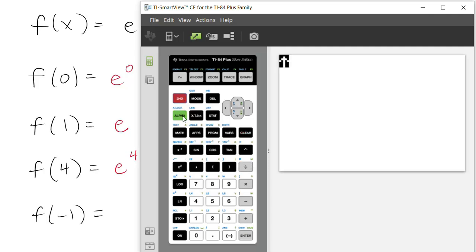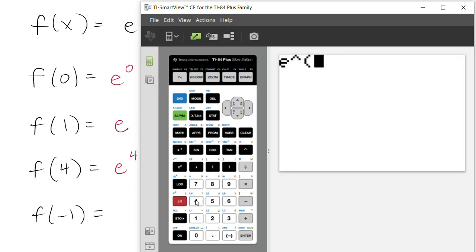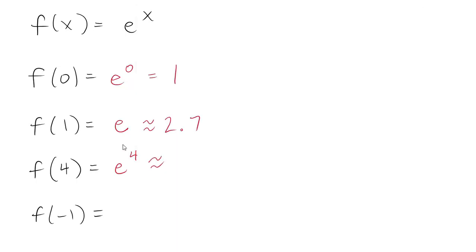I'm going to push the second key and then this ln key. And in the newer calculators, you'll actually get a superscript that you can type in. In the older calculators like mine, you get some parentheses that you can type the exponent in. Our exponent is 4. And we hit enter. And e to the fourth is around 54.6. So f(4) is equal to e to the fourth. That's approximately 54.6. f(-1) would be e to the negative 1 power.